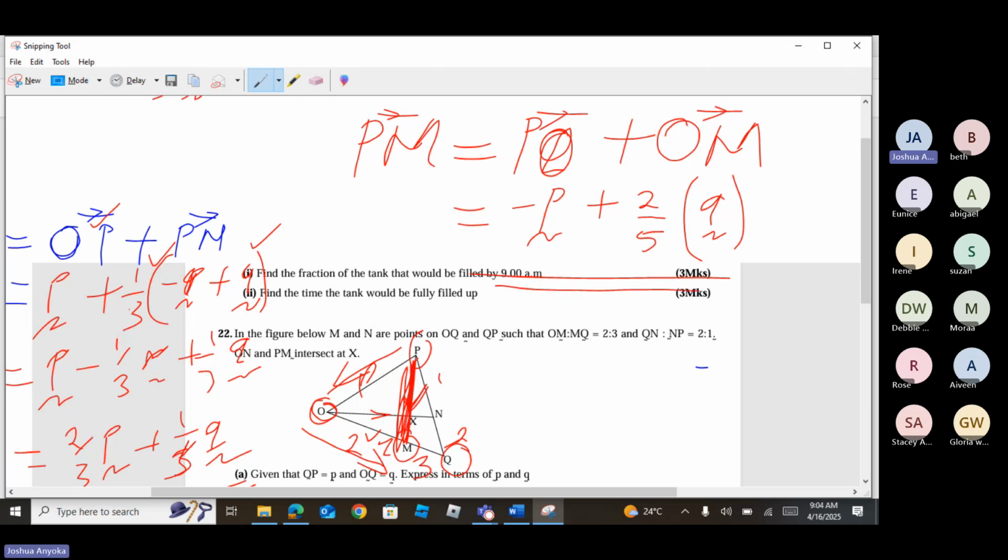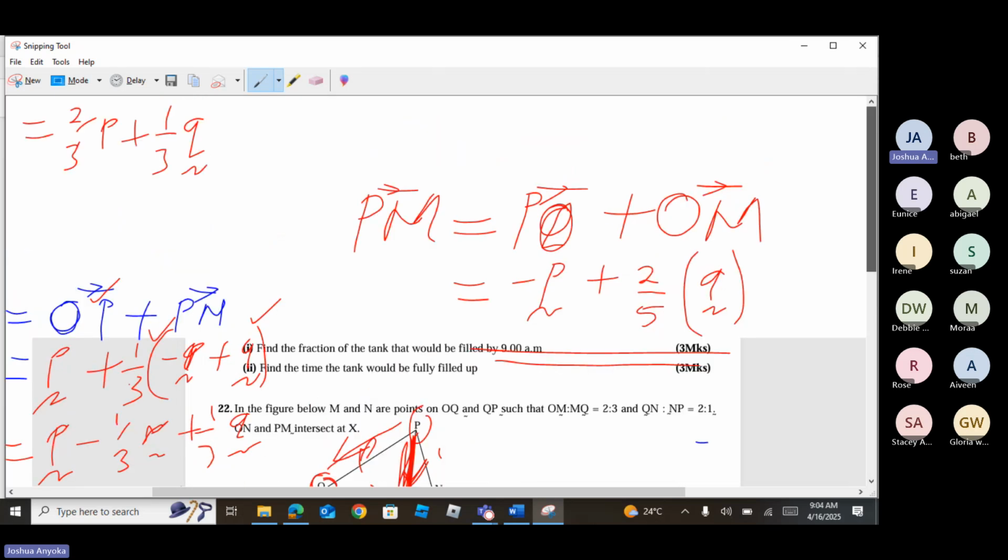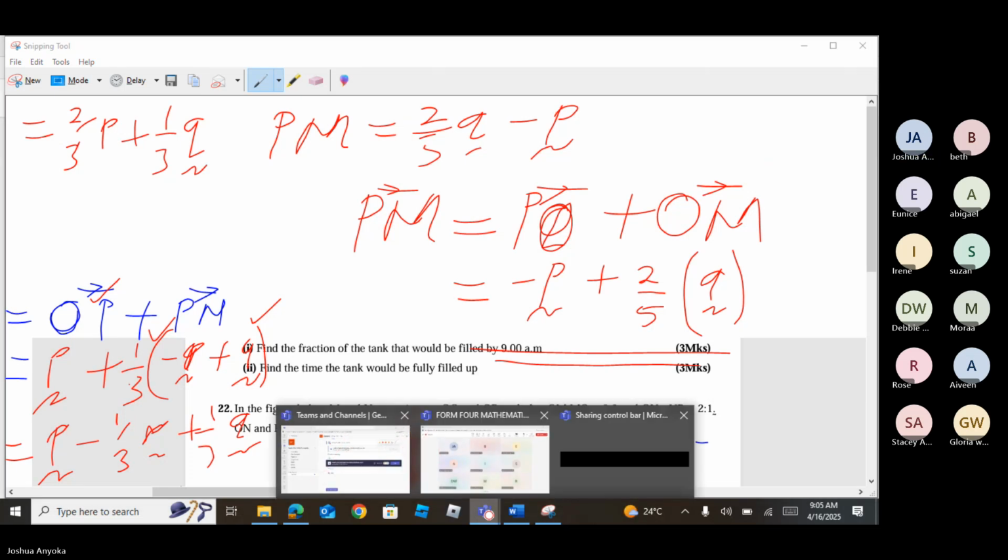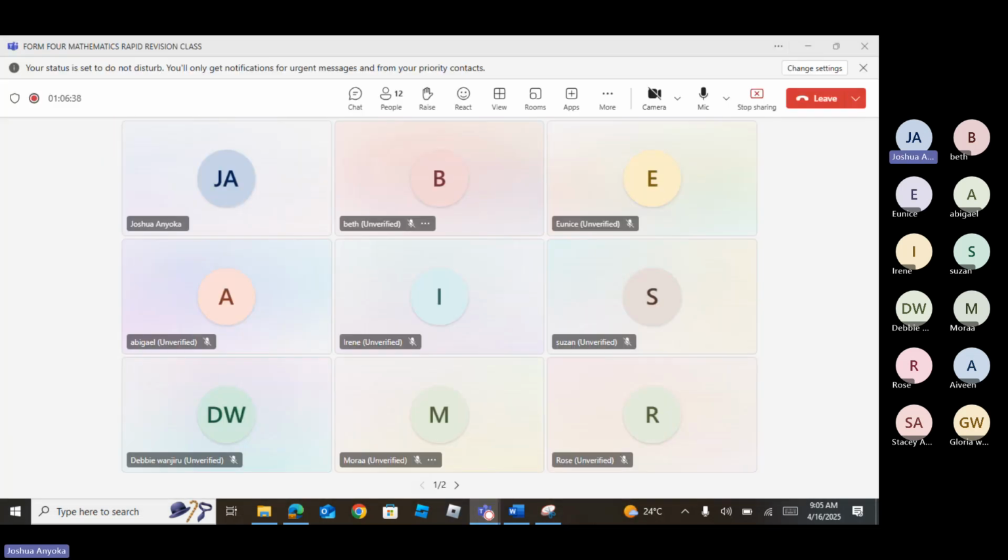So we write vector PM somewhere. Vector PM, we rearrange. PM is equal to 2 over 5 Q minus P. Are we in agreement?